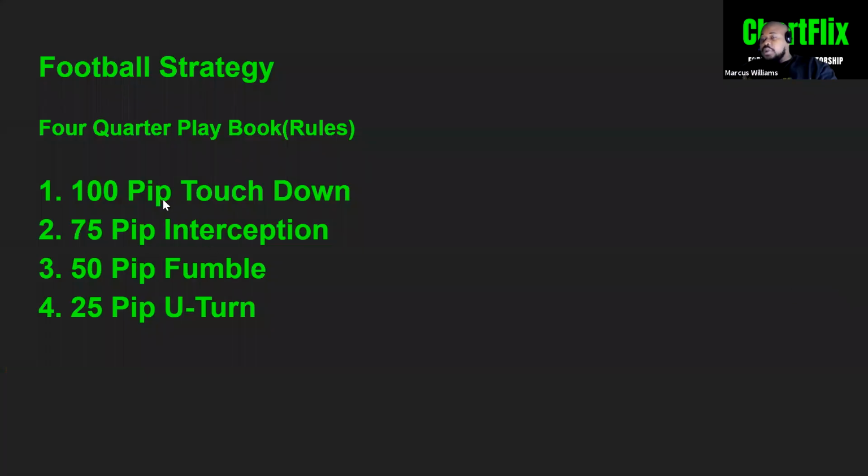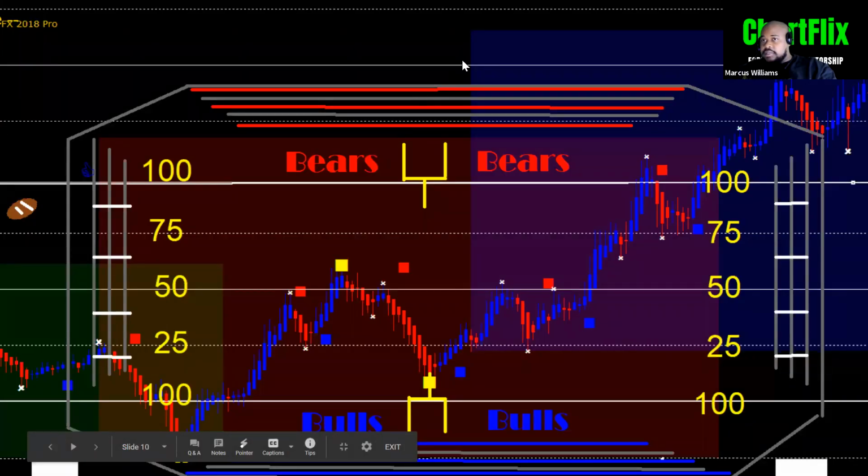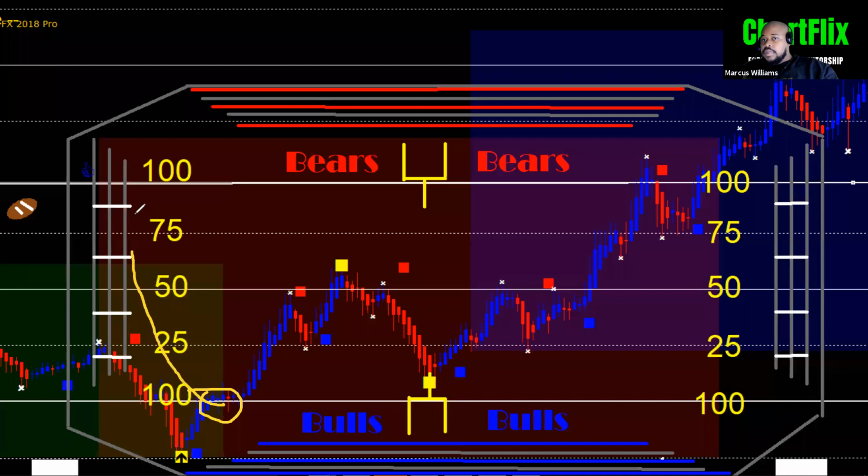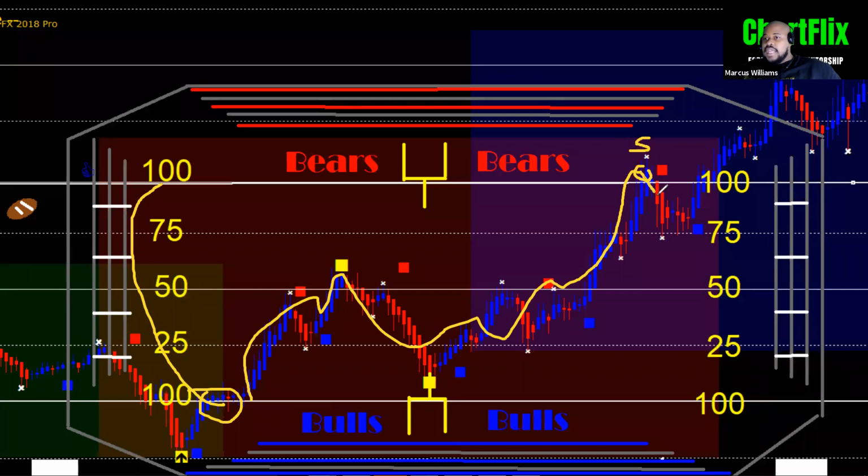So the first one is the 100 pip touchdown. Okay. The 100 pip touchdown. What that simply means is, I'll go back to this, once the market starts here, we know ultimately it's trying to get to this line. And if you look, as soon as it got to this line, touchdown, you're able to place a sell right here because you know a touchdown just happened, and more than likely it's going to pull back. That's exactly what happened. So this is the 100 pip touchdown.